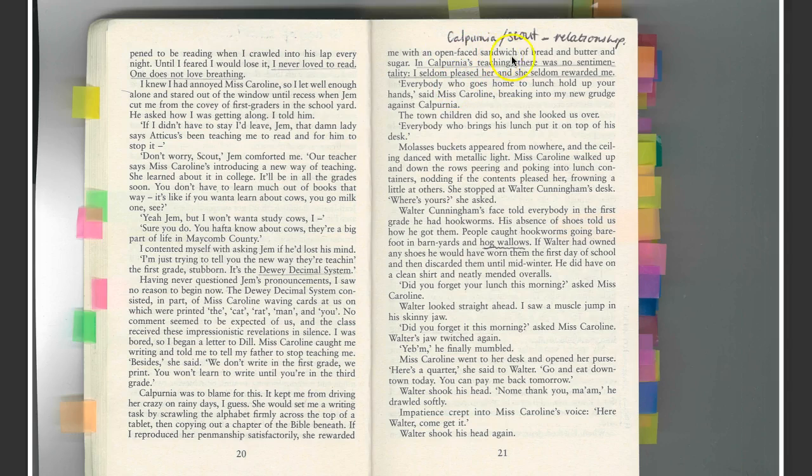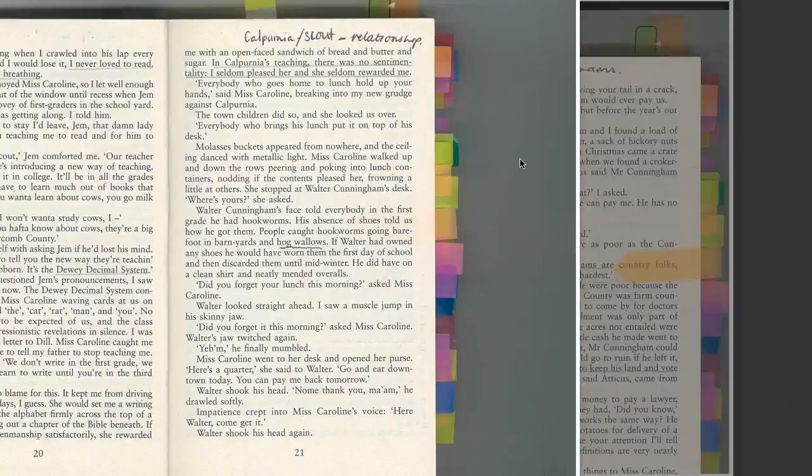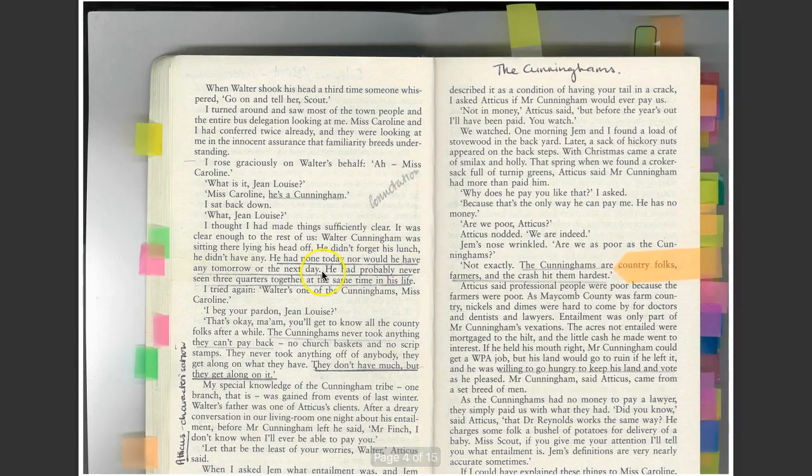So in Calpurnia's teaching, there was no sentimentality. "I seldom pleased her, and she seldom rewarded me." It's a bit of an antagonistic relationship, but when Scout goes off to school, obviously they don't spend all day, every day in each other's pockets, and they become a bit kinder towards each other and a bit more loving and forgiving. All right, then skipping forward, and we're on about page 22, 23.